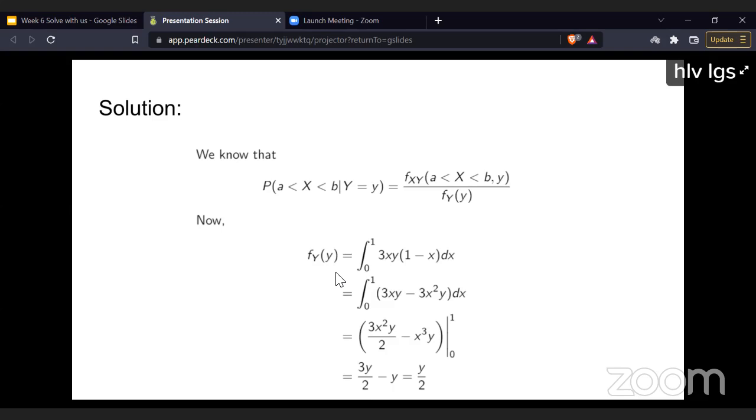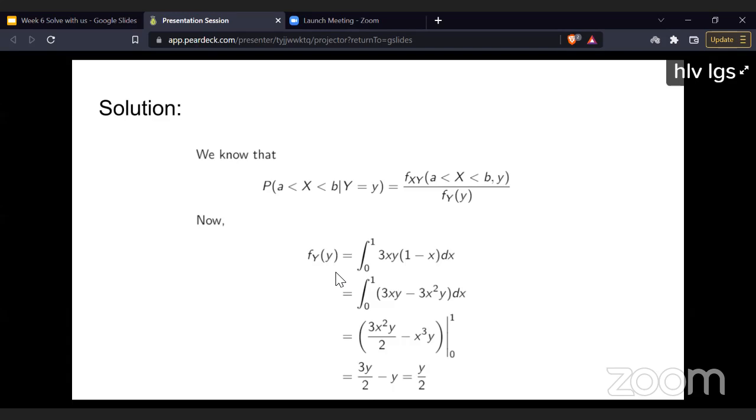And since y is a constant, your integral of 3xy will become 3y x square by 2, because y is a constant and 3 is a constant, so 3y comes outside. Similarly, if you want to integrate 3x square y, again you will treat y as a constant, so 3y will come out and this whole thing will become 3y x cube by 3, correct? So if you solve 3y x cube by 3, it will become x cube y, right?